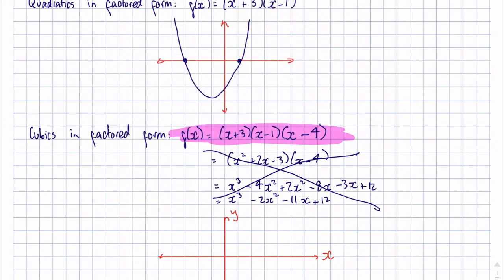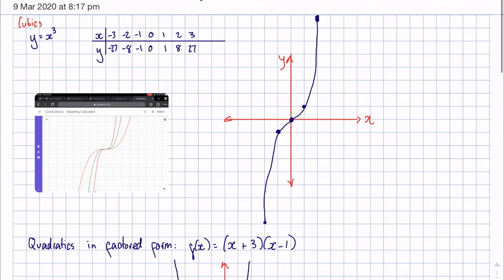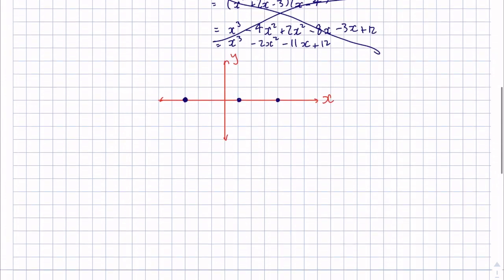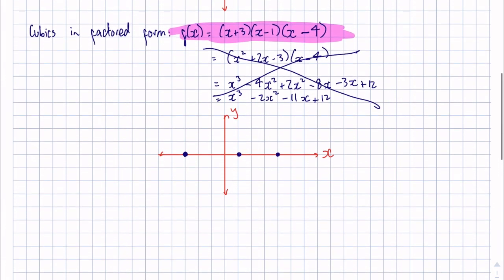I know that it's going to go through the points x = -3, +1, and +4. And I know because my normal quadratics always start at the bottom left and go up at the top right, that it's going to start here. At some point it's going to turn around, not necessarily halfway between, and it's going to go through this one on its way back down, and it's going to go up here.